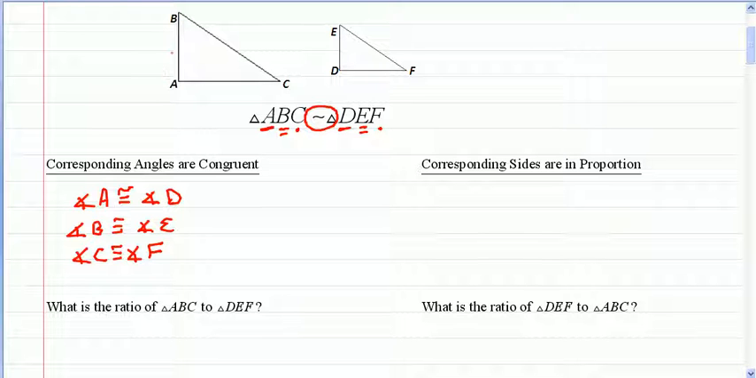So if I take side AB and ED, AB over ED is equal to AC over DF. And that's equal to BC over EF.